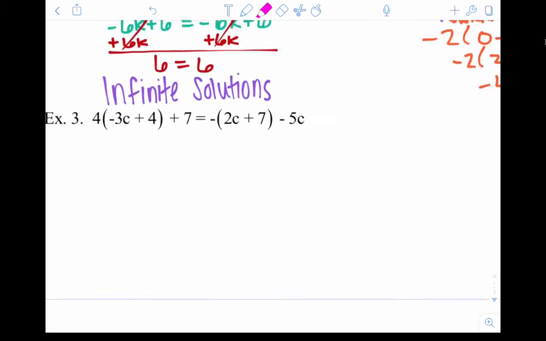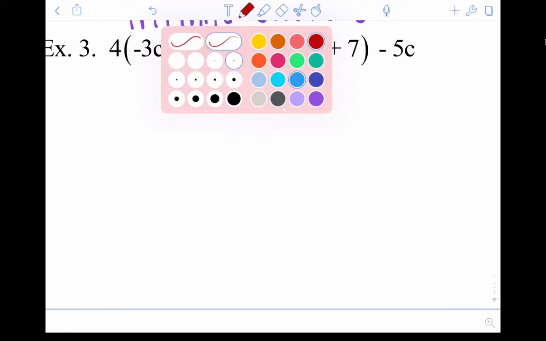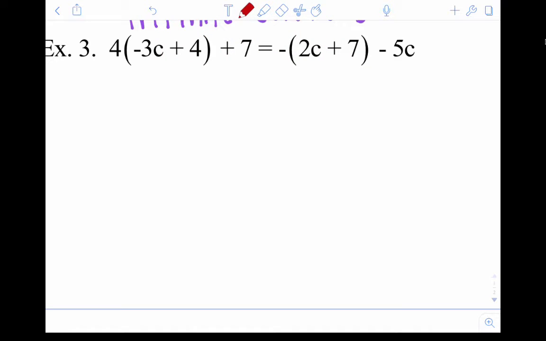Let's go ahead and work through this last problem together. So this last problem, once again, looks like just a regular multi-step equation, so I'm going to work through it. And I'm just going to keep working until I get to a point where I have nothing else to do. So I'm first going to distribute.